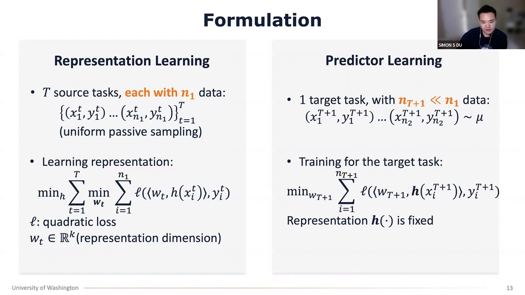And for training, if you fix this h, you just train a linear predictor. So this is a very classical linear predictor learning step. I hope this is clear.